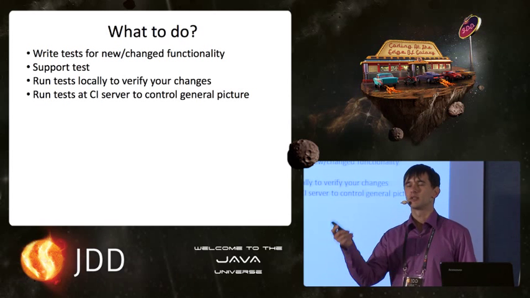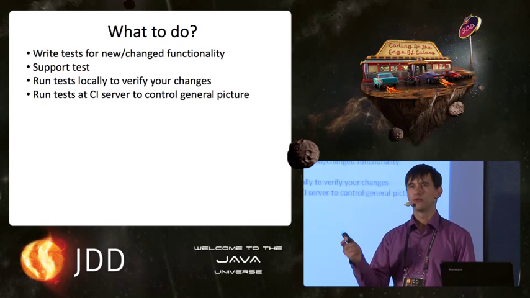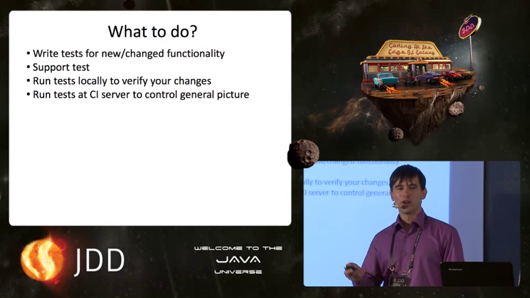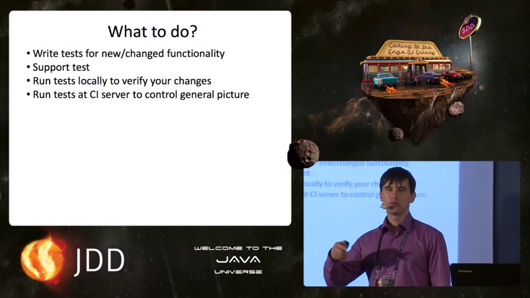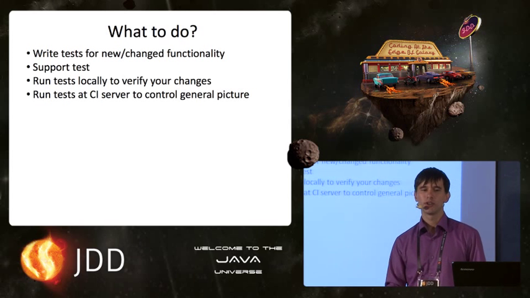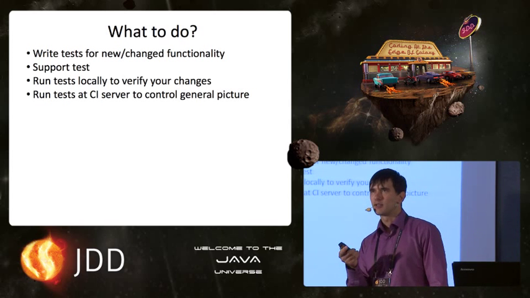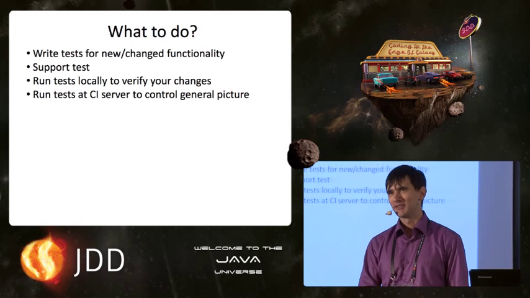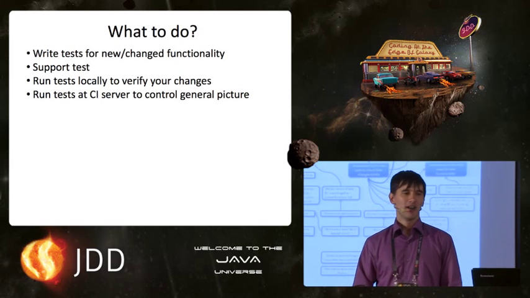If we see that something fails, stop and fix it. We should run tests locally to verify our changes. And we should control the general picture. We should run those tests on a continuous integration system, and somebody should look at the results and tell other guys, like, let's do something.